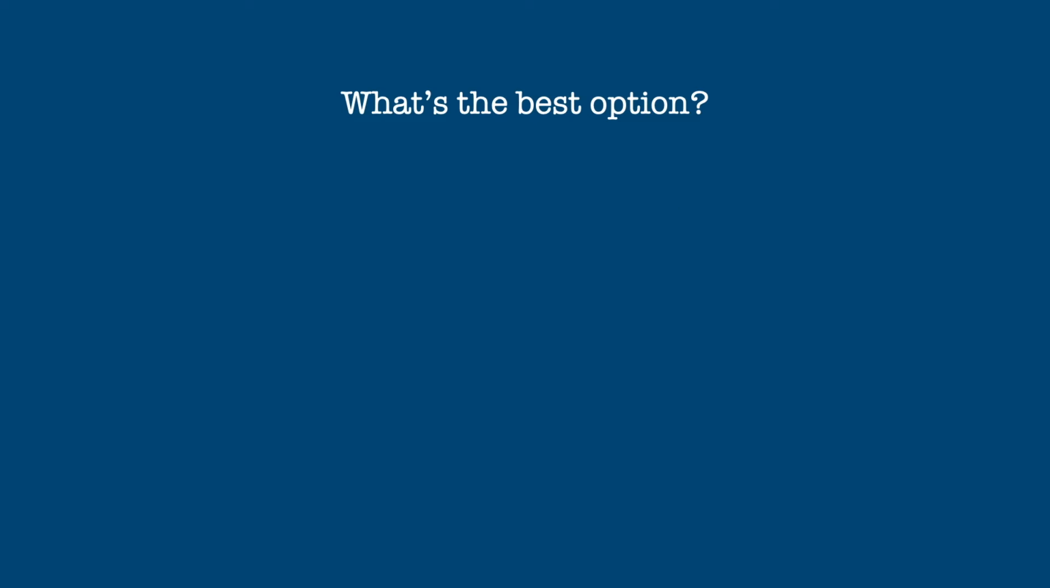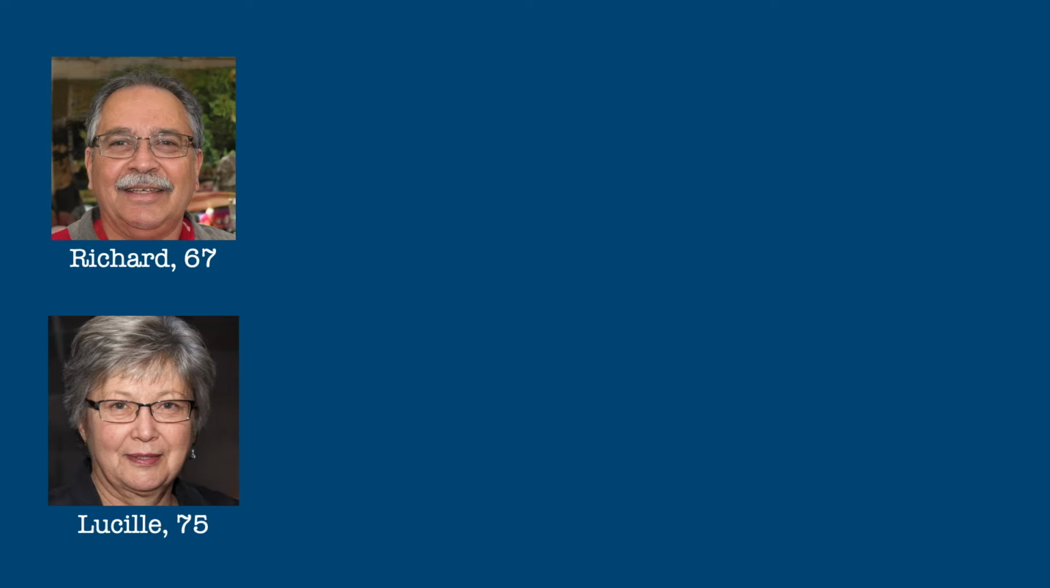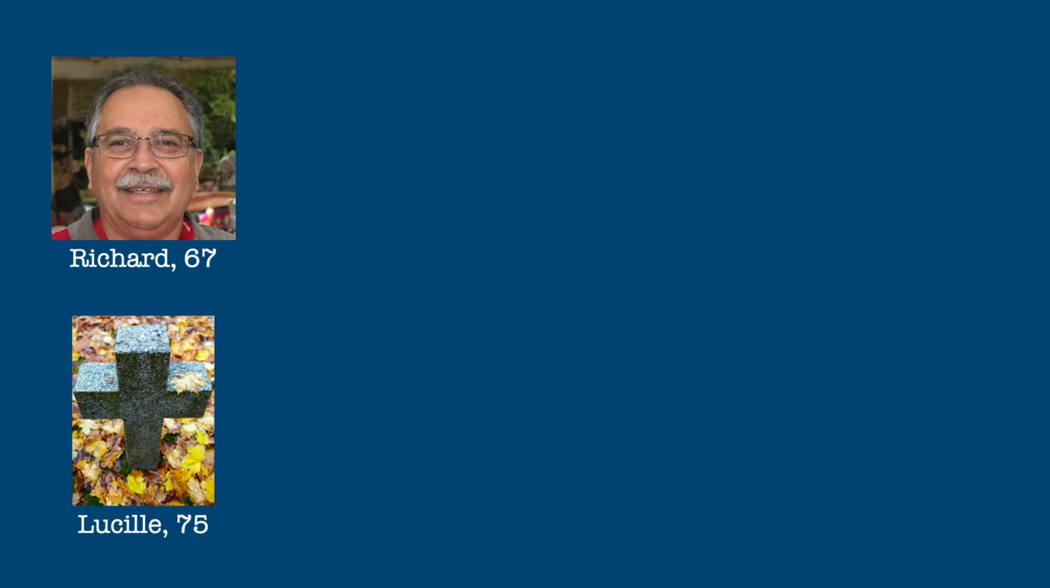So what is the best option for a surviving spouse? Like just about everything where taxes are involved, it depends. The following examples show that it's not always cut and dried. Here's Richard and Lucille. Lucille had already been taking RMDs from her IRA when she died at age 75. Richard was 67 at the time of her death.